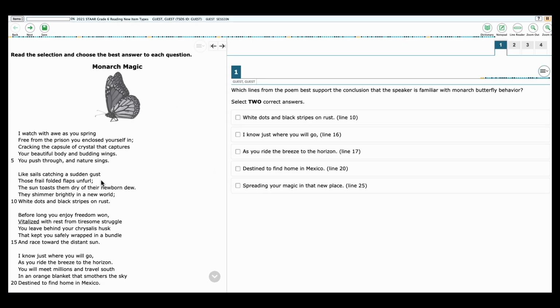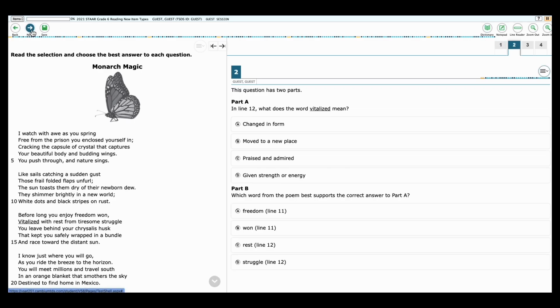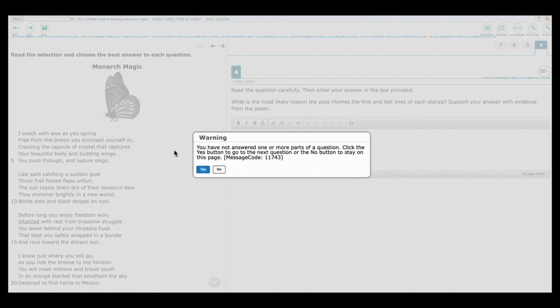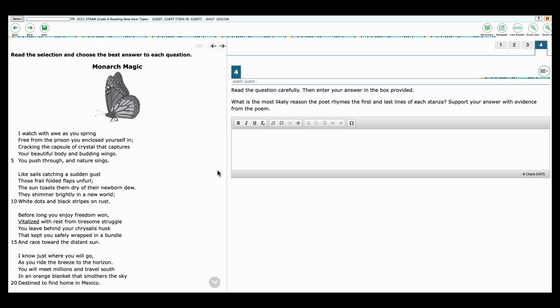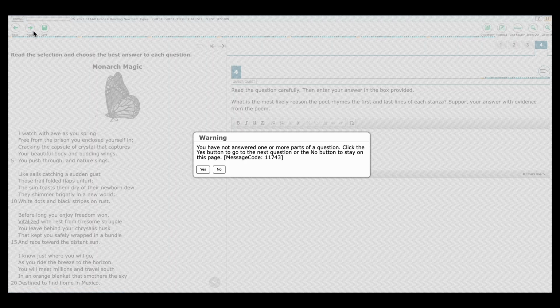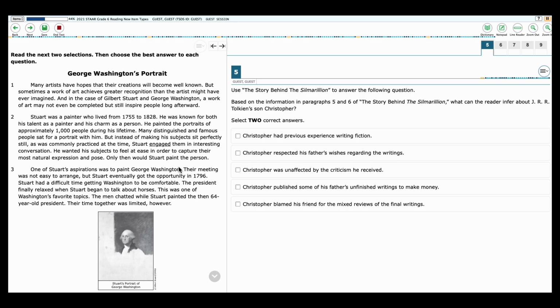So it starts with this poem, but I'm going to actually skip to the next section that has a paired passage. So here is what the online platform will look like. You should probably take a chance to log in and play around and see what all the features are.